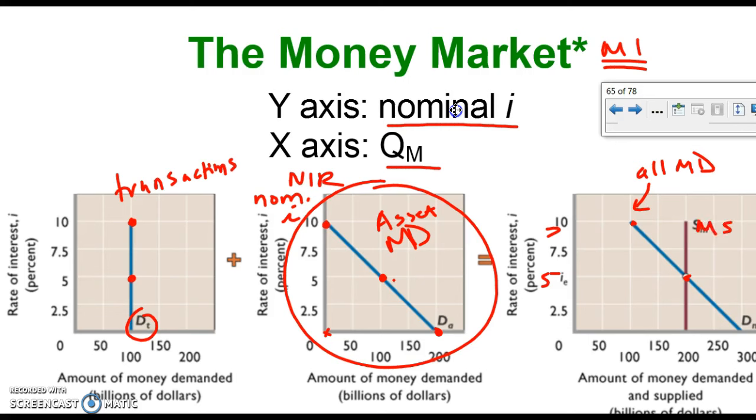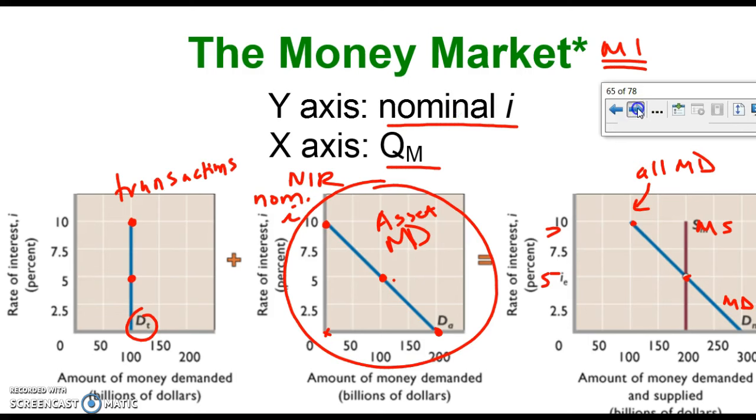The money supply curve is a vertical line, and I think the easiest way to understand it is just to say the Fed decides what it is. The Fed decided money supply is going to be $200 billion, and that's what it is, and it's not related to the interest rate. So there you go. There's a money supply curve. It's the intersection of money supply and money demand that are going to determine what the interest rate is.